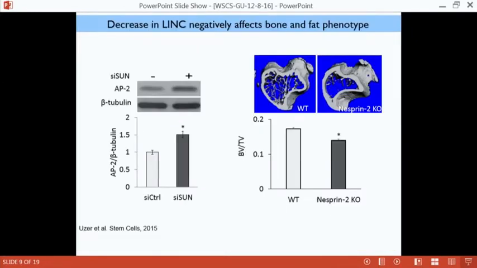Here are the LINC deficient cells and LINC deficient animals, and as I showed you before, in the presence of SI-SUN, which disrupts the LINC complex, we see an increased adipogenesis, and at the same time, with the LINC deficient mice, we see a decreased bone mass, suggesting that this LINC complex might actually play a role in how beta-catenin signaling is regulated in cells.